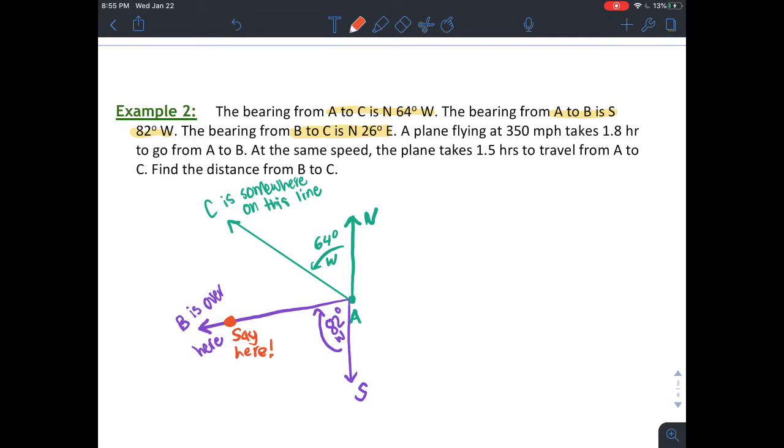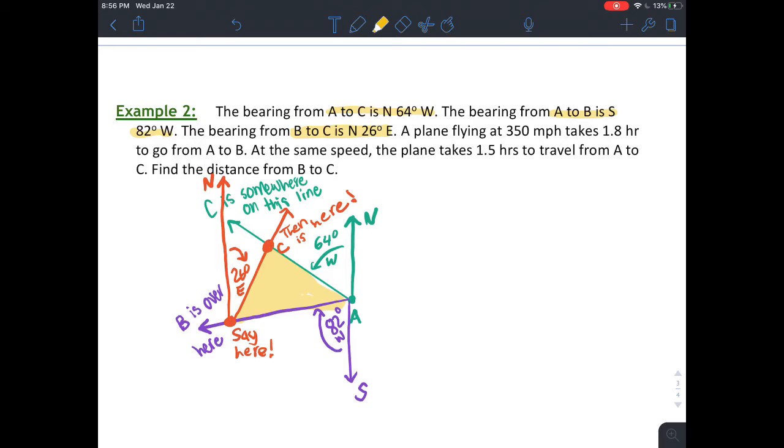And then if I draw in my northerly line to go towards my bearing for C, it's 26 degrees east from that line. So drawing my angle out here, as I look from B to C, it's got to be right there. So that puts point C at that red point on my line that I knew C was on somewhere. Okay, so we've got a triangle in the middle. We've put some things together.